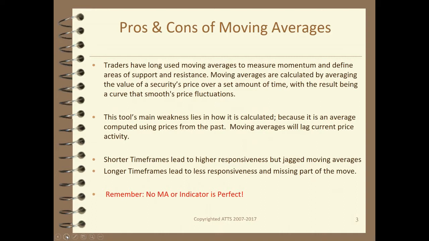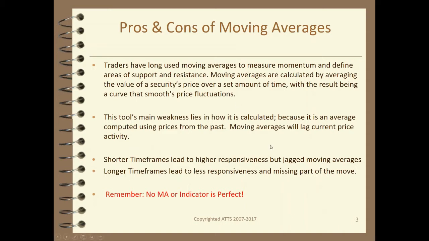What we're going to be talking about with these go, no-gos is basically a moving average, and we're going to talk about the pros and cons. Moving averages are really great. Traders have used them for a long time to measure momentum and define areas of support, resistance, and areas of interest where you want to take action on a particular entity, be it a stock or an ETF. Moving averages are simply calculated by averaging the value of a security's price over a specific set of time. They may throw in some exponential, where there are some weighted numbers, but it's still just a moving average.